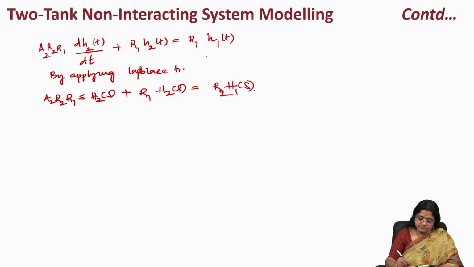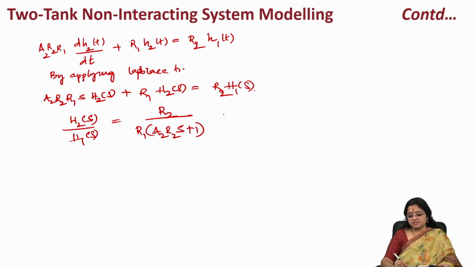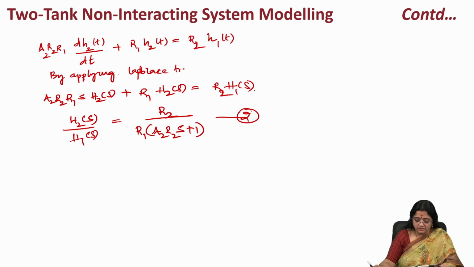H1 of S. This is R2, right? And then H2 of S by H1 of S is R2 by R1 times A2 R2 S plus 1. So this is the second transfer function model we got for the second tank height with respect to H1. So we want to look for transfer function model of H2 versus independent variable Q input of S, right?